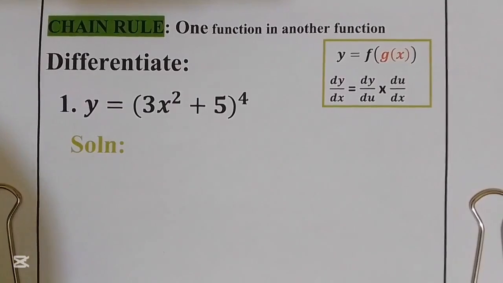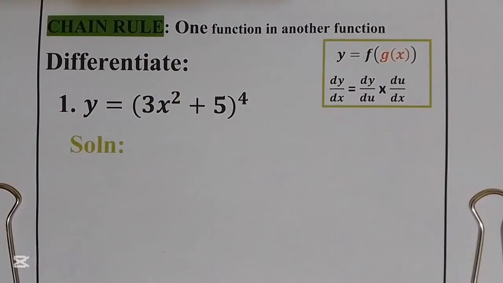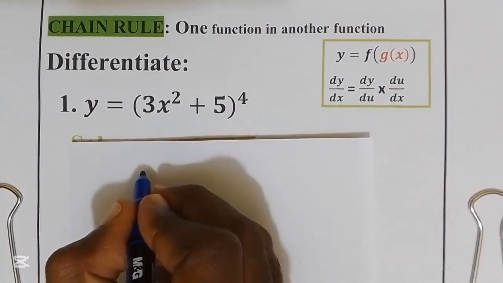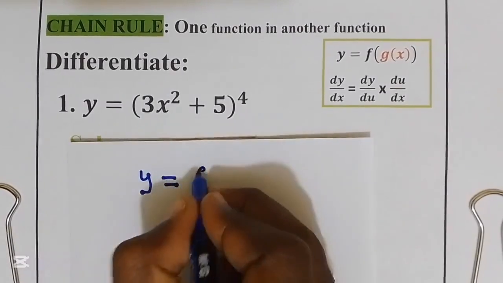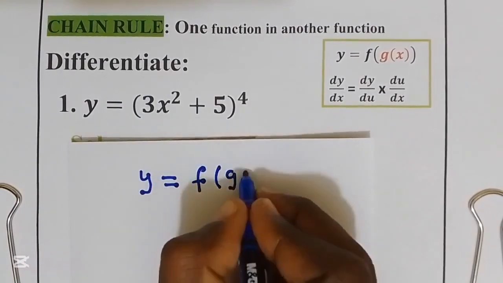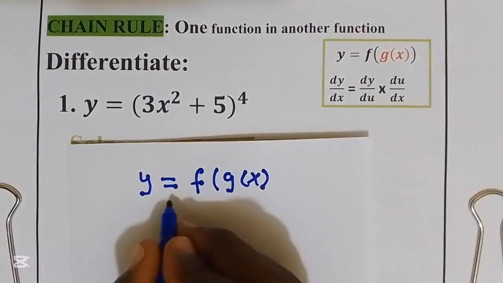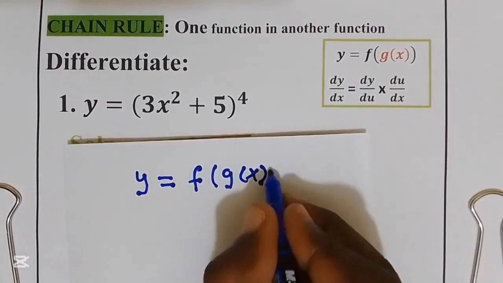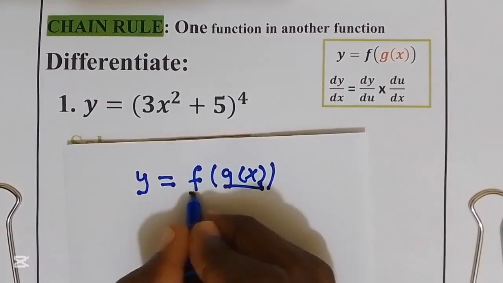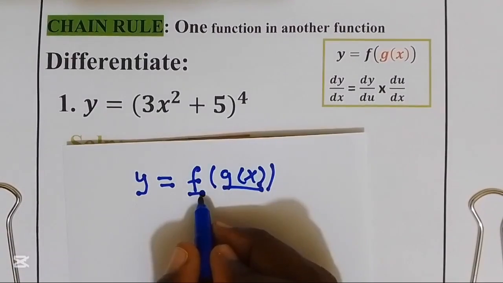Today we are going to see how to differentiate composite functions using the chain rule. Chain rule is suitable to differentiate composite functions. For example, if we are given y is equal to f of g of x, this is a composite function. We have the inner function and the outer function. In this kind of function, it is easy to use chain rule to differentiate.